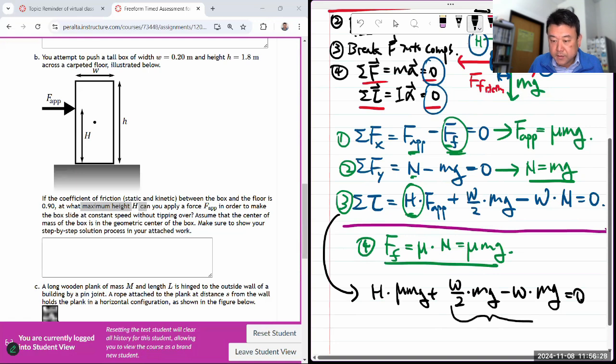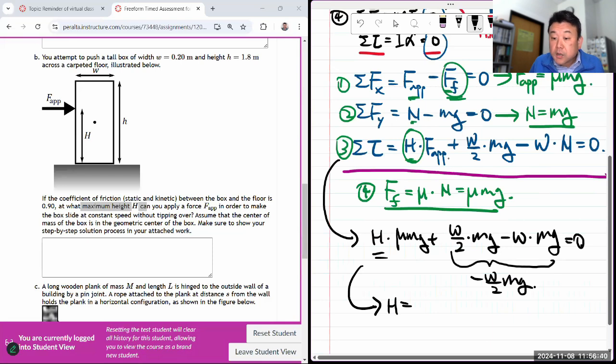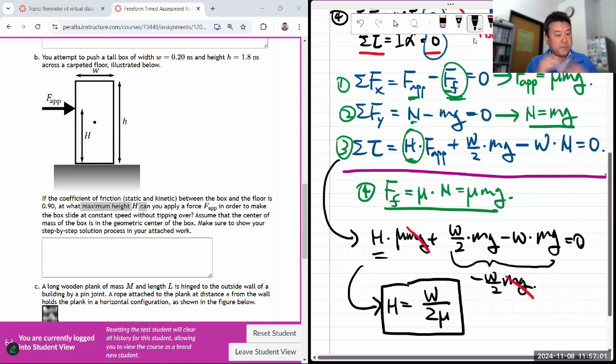Let me simplify this into minus w over 2 mg. And finally, solve for h is equal to, move this over, it's plus wmg over 2. Mg's cancel out from both sides. I guess that's nice. I was expecting a sort of a geometric answer. So the highest height can be is w over 2 mu. That's the highest height you can apply the force and be okay.